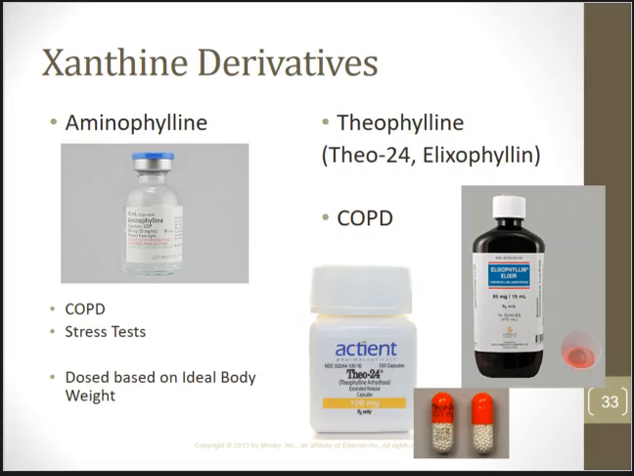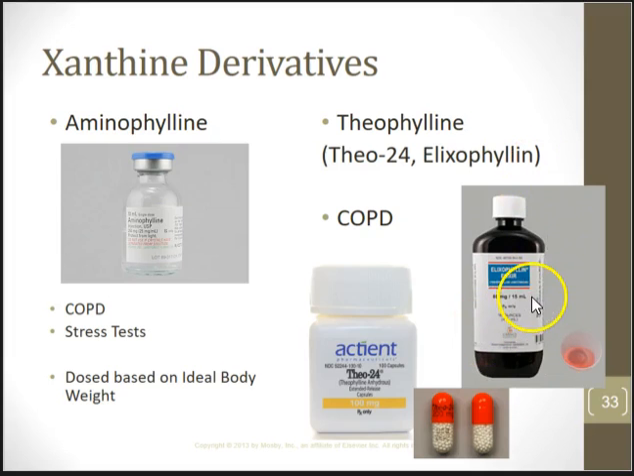The drugs in the xanthine class are aminophylline, most often going to be administered through injection. We use it to treat COPD, but in an oral formulation, but it can be used as an injection for a stress test. So when people have to get onto a treadmill to get their heart rate up, a lot of times they have a hard time getting to the place where their heart rate is up because they can't breathe. So by using aminophylline, it helps open up their airway. Now, aminophylline is dosed based on ideal body weight.